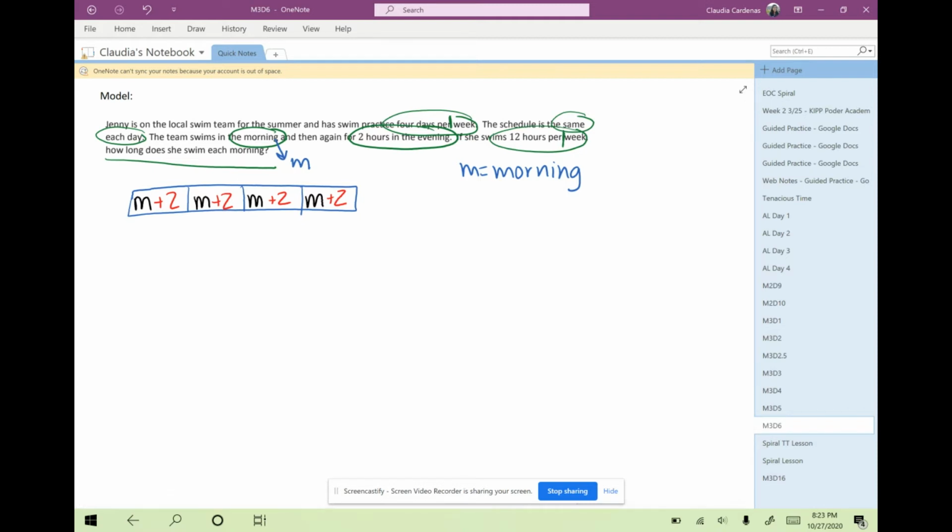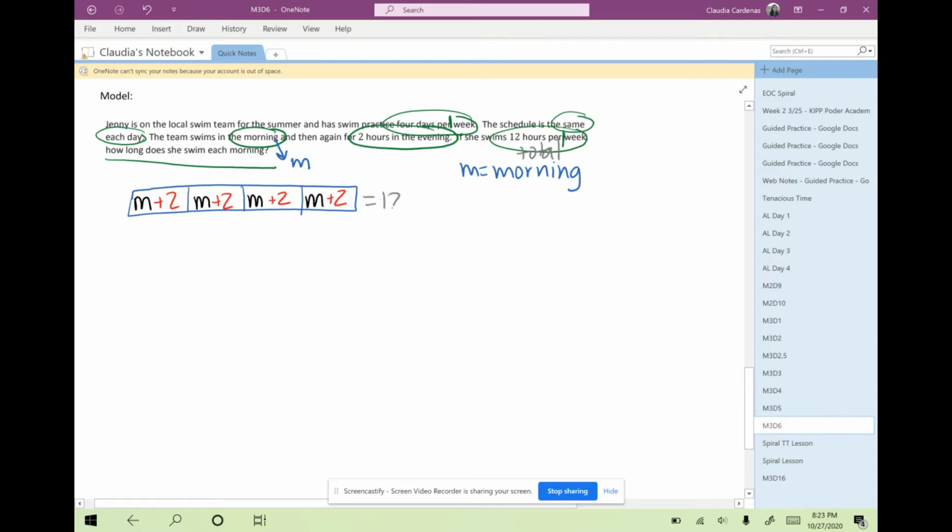Alrighty, so let's look at the last sentence. If she swims 12 hours per week, how long does she swim each morning? Well, if she swims 12 hours per week, what is this information that they're giving us? Well, this is the total hours for the week, so the entire tape diagram equals 12 hours. So I can label that in my problem as the total.